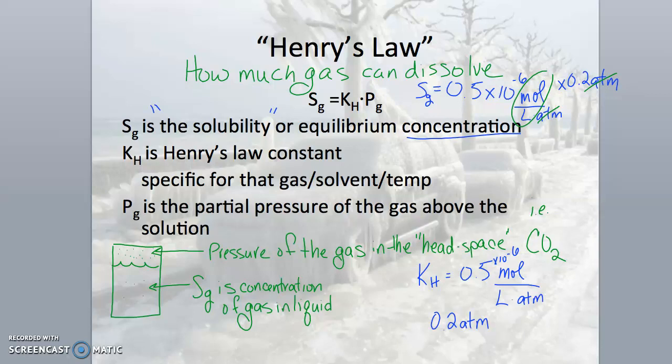Our P value here is the pressure of the gas above the solution. So we can see down in the bottom image that we have what we will call headspace, and so there's an amount of gas up there. Now, if we had more gas up in that headspace, we'd have a higher pressure. And with a higher pressure, you can see we'd have a higher solubility or a higher concentration of the gas in the liquid.